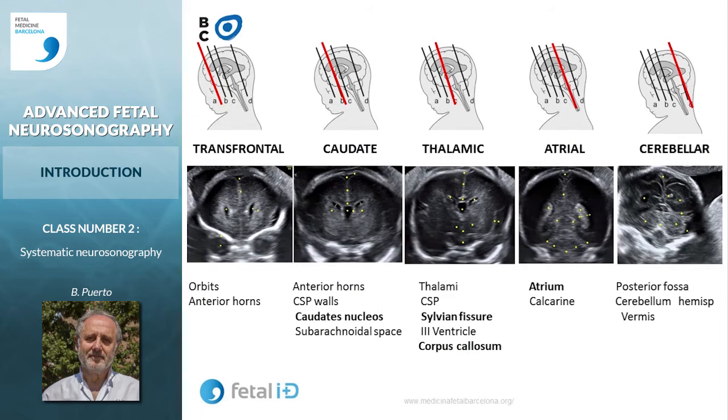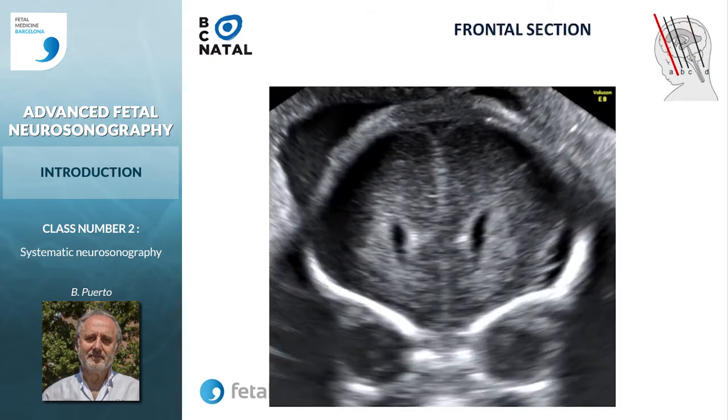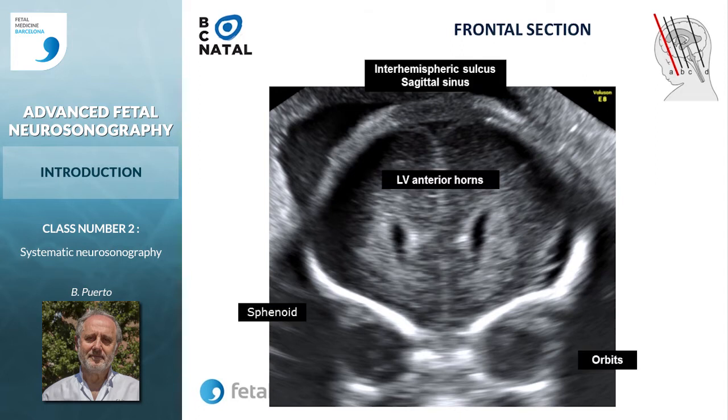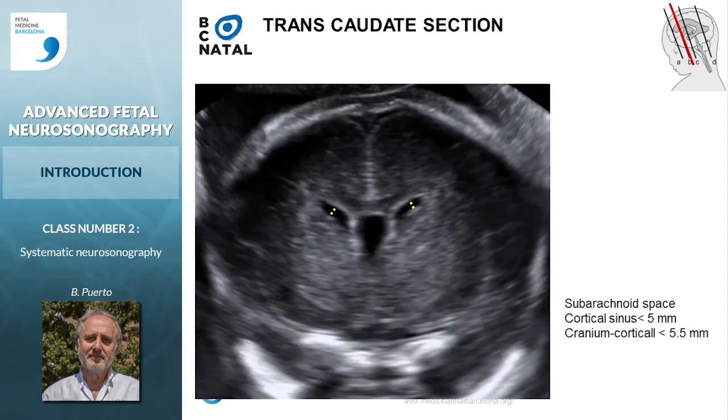We have 5 sections: the transfrontal section, caudate, thalamic, atrial, and cerebellar sections. In the frontal section, we will see the sphenoid major vein, the interhemispheric fissure, the 2 anterior horns of the lateral ventricles, the echogenicity of the parenchyma, the sagittal sinus, and the orbits. Then we perform the transcaudate section.